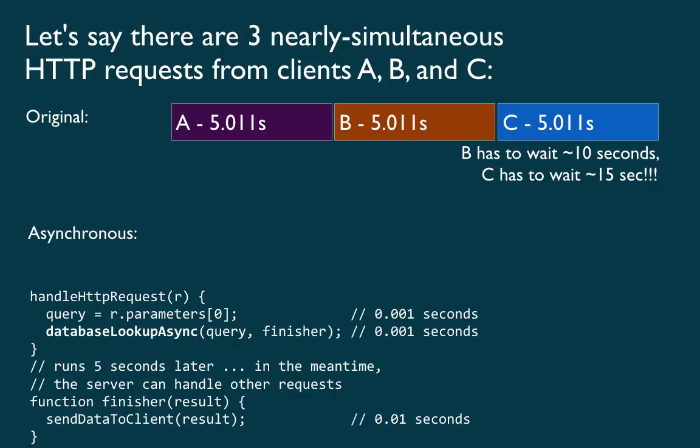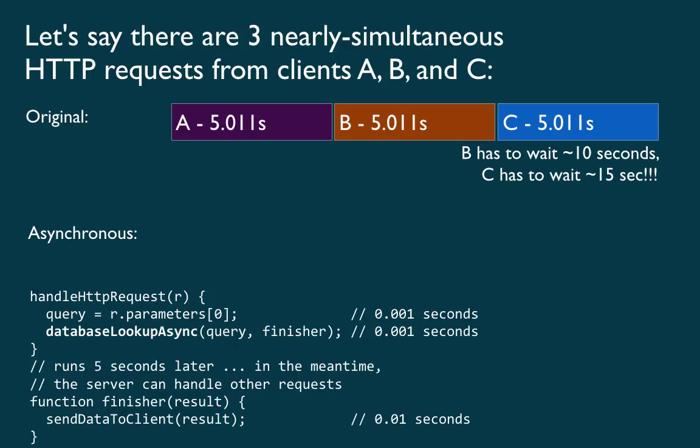They're nearly simultaneous. Just because A beat B and C to the punch slightly, A gets to finish in 5, B gets to finish in 10, C gets to finish in 15. That just seems really annoying to B and C because they weren't that late, right? They understand that they have to wait the 5 seconds because it's a slow database, but they shouldn't have to wait 10 or 15 seconds.